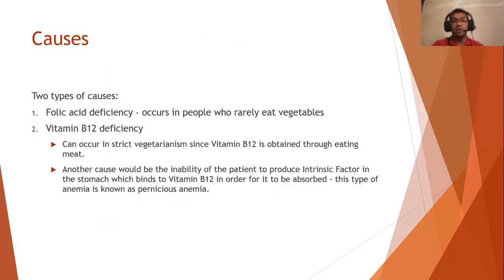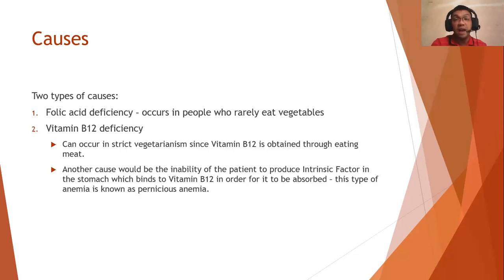Causes, there are two types of causes. It's either folic acid deficiency. This occurs in people who do not eat or who rarely eat vegetables. That's why class, it's very, very important for you to eat vegetables, especially the green leafy ones. Vitamin B12 deficiency can occur in strict vegetarianism since vitamin B12 is obtained through eating meat. So this can also be a consequence of being a vegetarian. Another cause would be the inability of the patient to produce the intrinsic factor in the stomach which binds to vitamin B12.